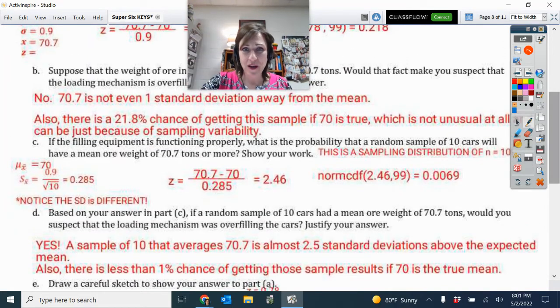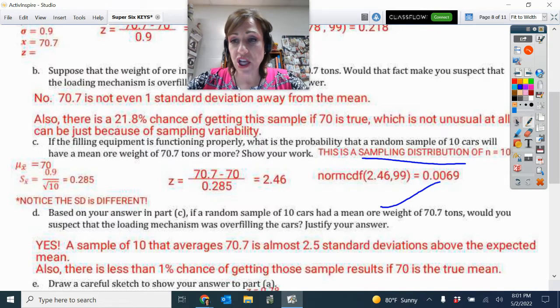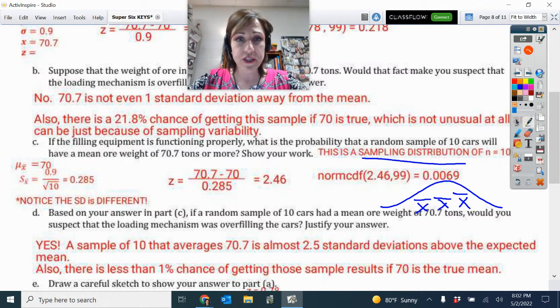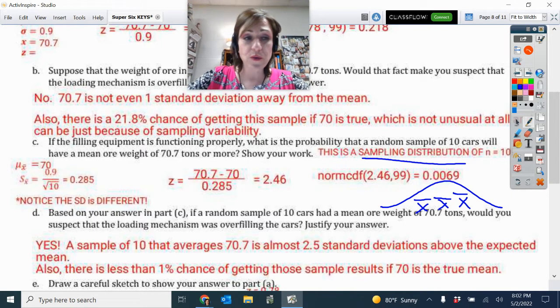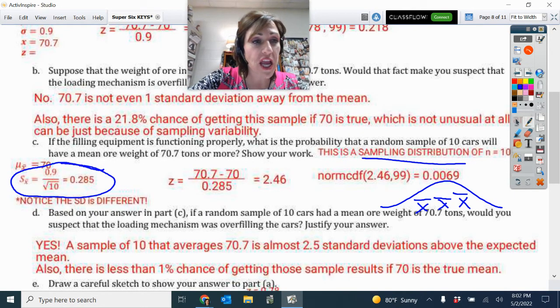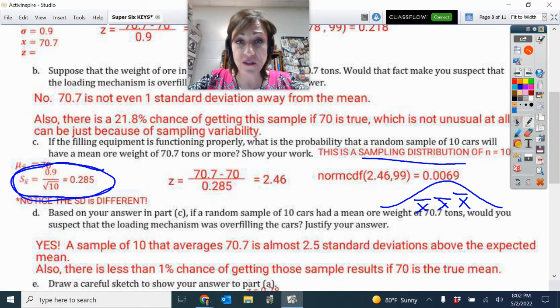All right. Now comes samples of size 10. That now makes a sampling distribution. So it is not just individual cars, it is an average of 10 cars, averages of 10 cars. Well, what does that do? That has now changed the standard deviation for this to be the 0.9 over the square root of n, square root of your sample size. So the variability has now changed because the sample means are now more closely clustered around the mean.